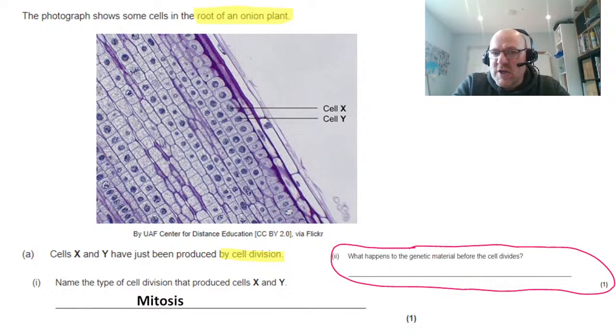What happens to the genetic material, this means DNA or chromosomes, before the cell divides? Anyone got an idea? Before the cell divides, what's it got to do to its DNA? That was in the growth stage. It's basically asking you, before it divides, it's going to have to double or duplicate. Duplicate, double, replicate.